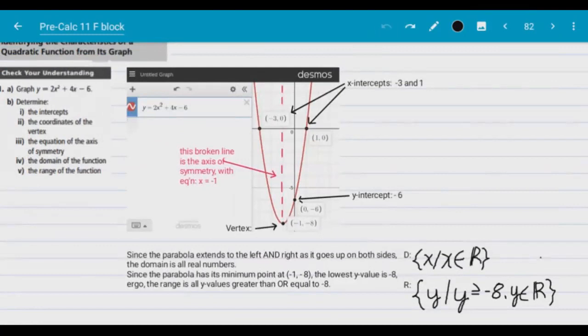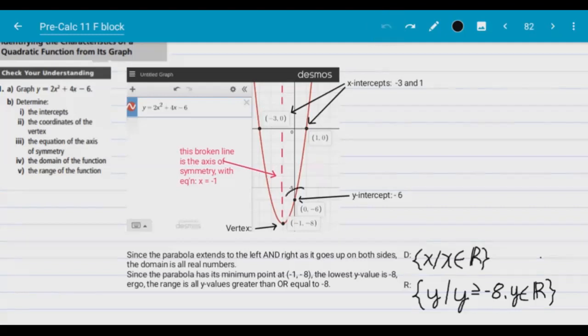The graph of y equals 2x squared plus 4x minus 6 would be opening up because it has a positive coefficient for the x squared. We already know that, right? Okay. How many x-intercepts are there? So as you can see, we have two, negative 3, 0, all right, and 1, 0. The x-intercepts are negative 3 and 1.